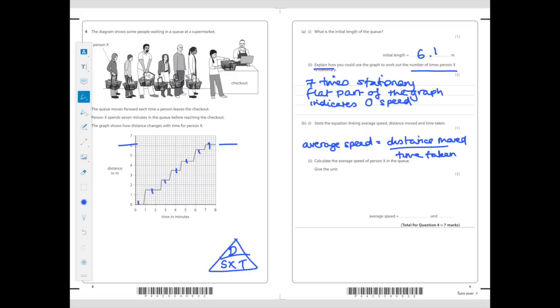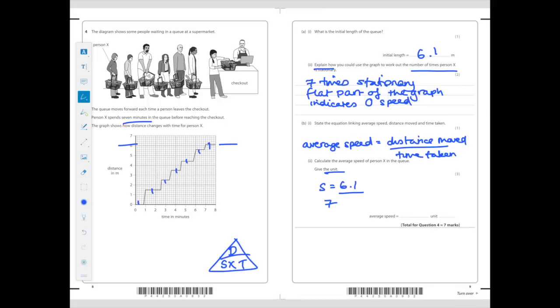Part 2, calculate the average speed of person X in the queue, give the unit, don't forget to give the unit. So the distance moved, we know, is 6.1 meters. The time is 7 minutes. Don't get caught out here. I know the graph looks confusing, but it tells us up here that the person spent 7 minutes in the queue.